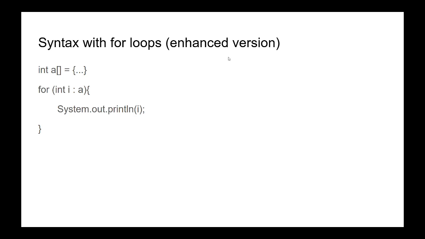And here's an enhanced version, which is used with arrays and stuff like that. This basically goes to the array, and i becomes equal to the value of, basically it goes through all the values of a, and since a is an integer array, i is an integer. It's going to go through all the values and print every single value. So if a is 1, 2, 3, 4, this will print out 1, 2, 3, 4, because it makes i into that. It's just a more convenient version.